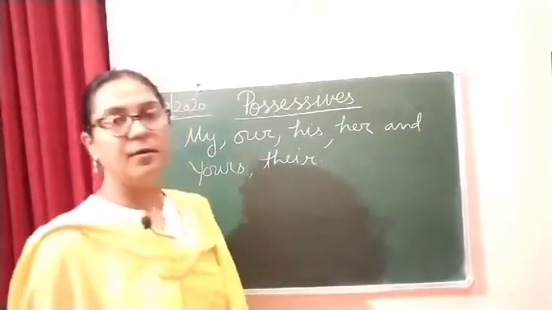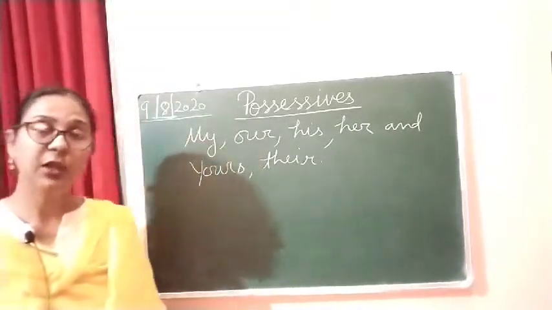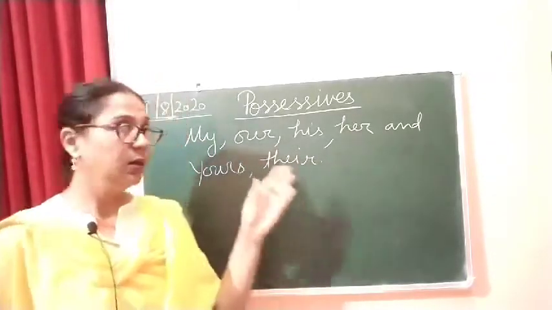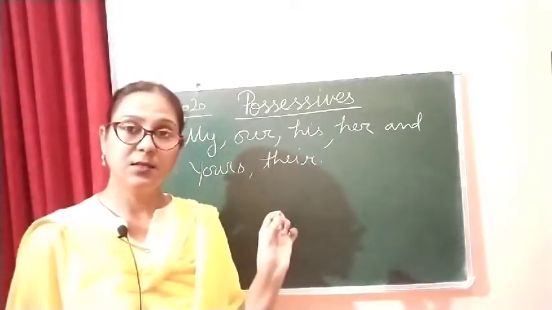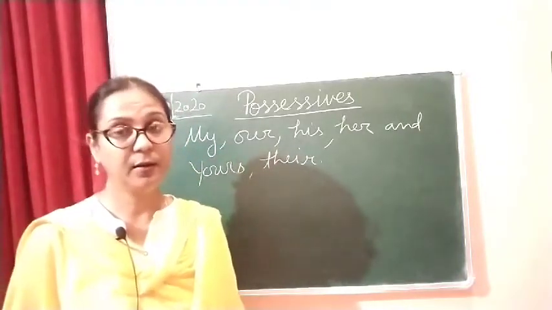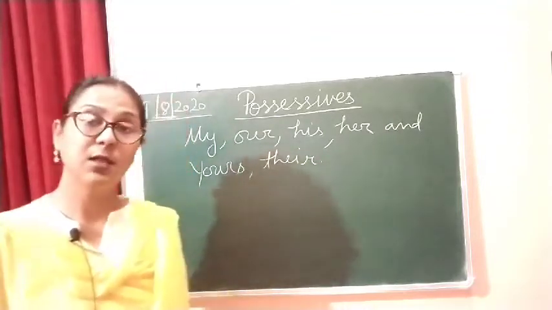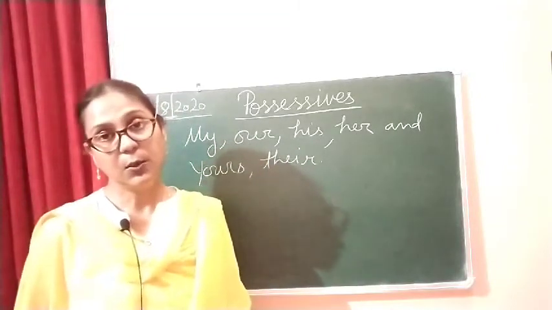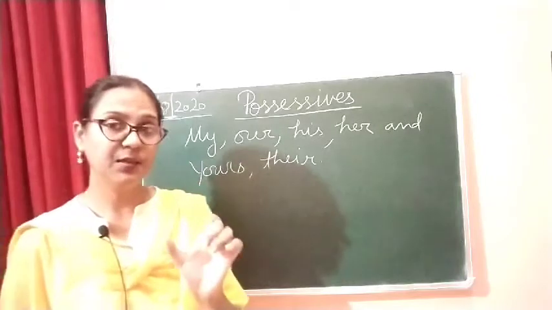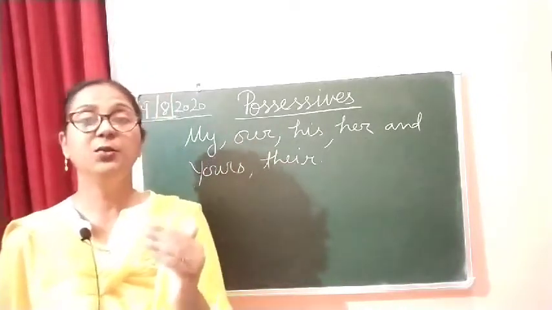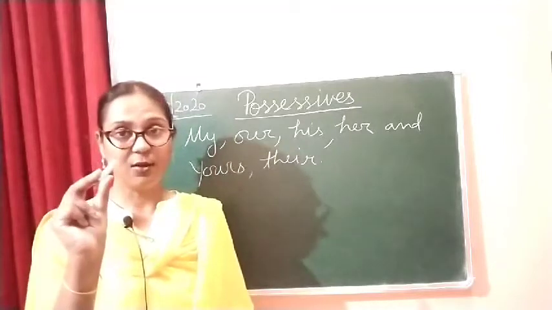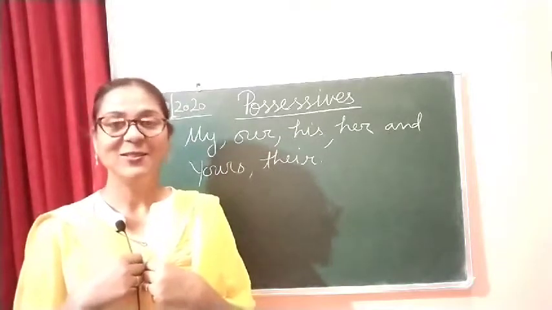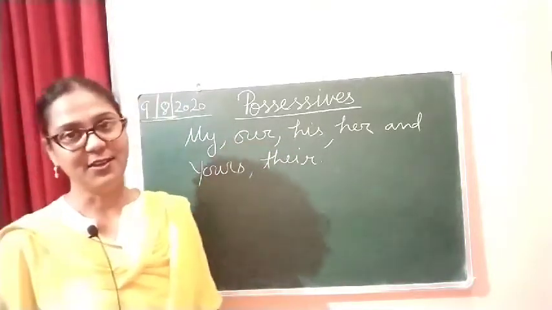So these are possessive words from which we can show the possession. This is my pen. This purse is her, or this is her purse. This is his pen. This is their house. So these words are showing the possession of a particular person. If I tell you that this is my chalk, then the possession of this chalk is mine. So these are the words which show the possession.